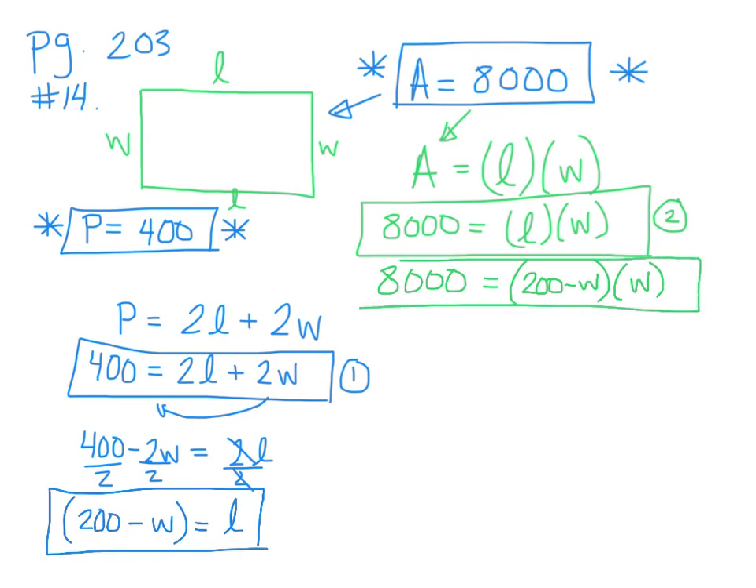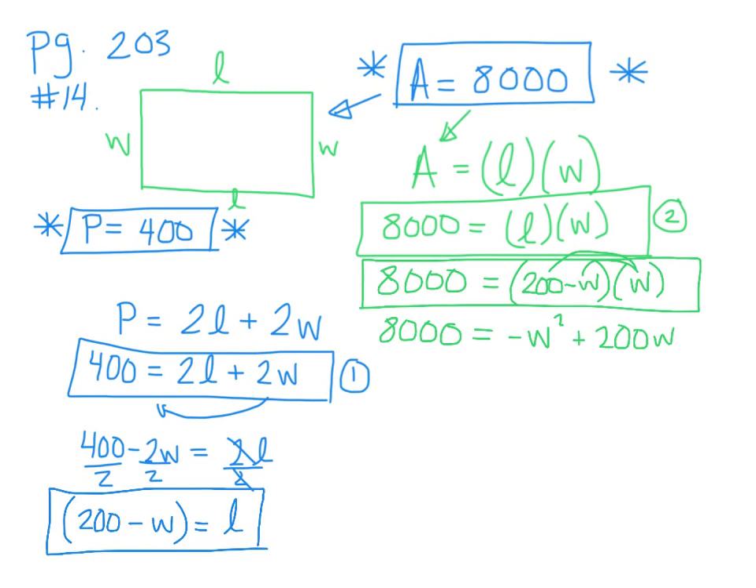Okay, so once again, just like the really hard thinking problem at the beginning, I can solve this by multiplying everything out and then making the quadratic equal to 0. So if I multiply the W in here, I'm going to write this in descending order. W times negative W is negative W squared. W times 200 is positive 200W.